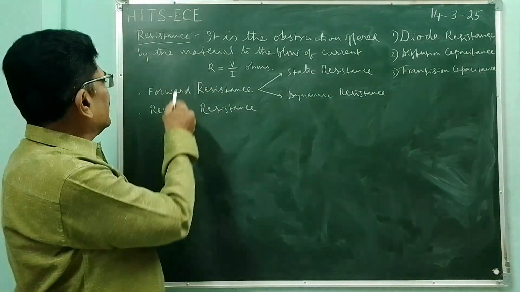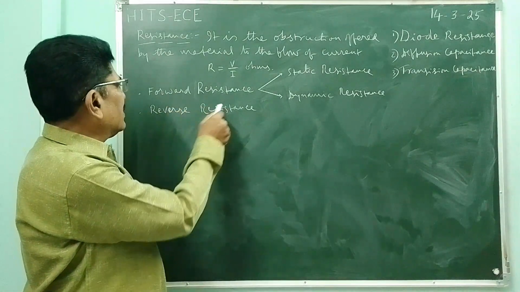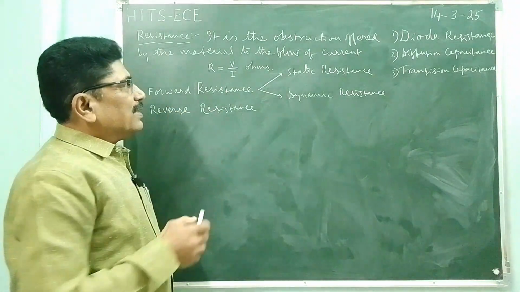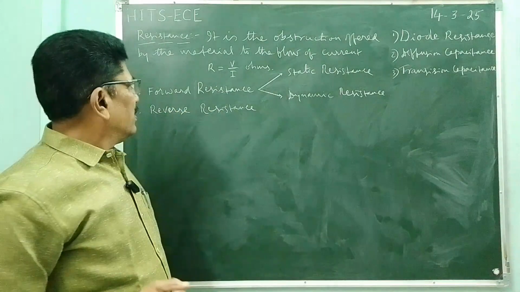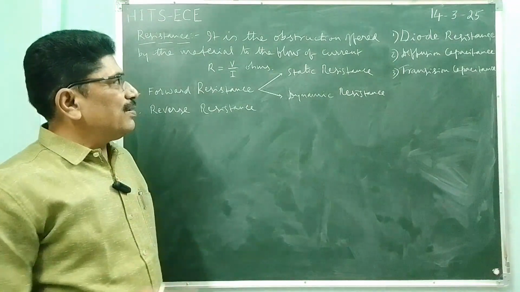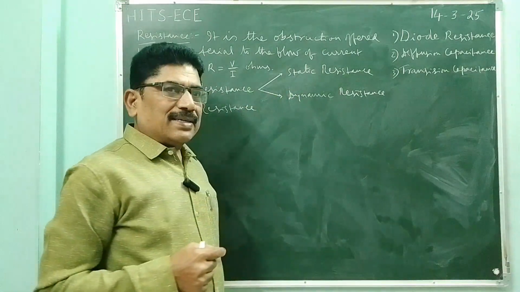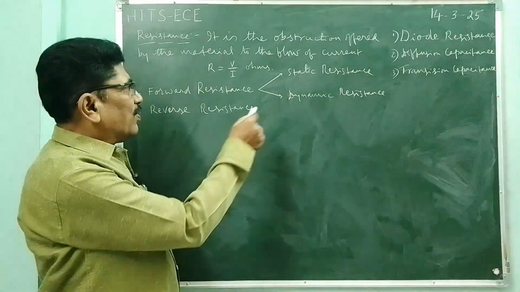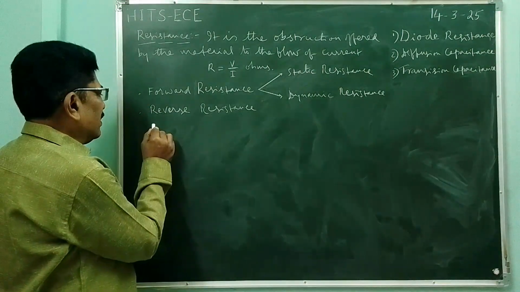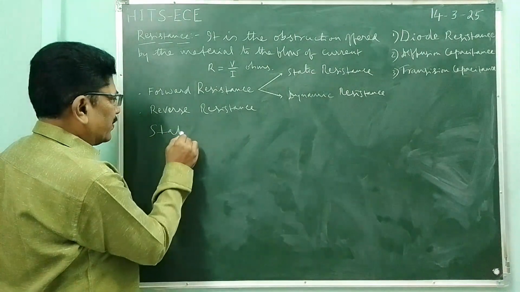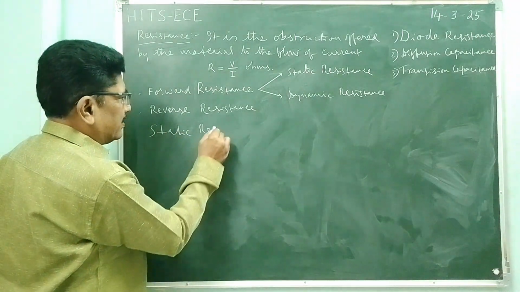Further, this resistance is divided into forward resistance and reverse resistance in the case of diodes. The forward resistance is further divided into static resistance and dynamic resistance. And we will see them one by one now. What is static resistance? We will see now. Static resistance.